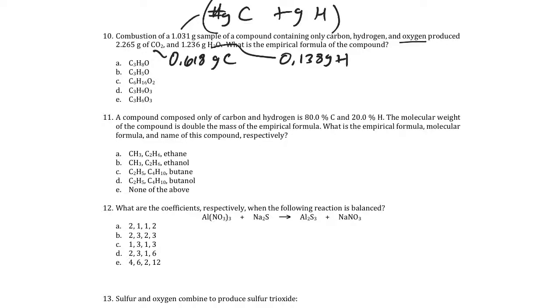And then the oxygen is our difference. So 1.031 minus 0.618 minus 0.138 gives me 0.275. So the grams of oxygen are equal to 0.275 grams. So we convert these to moles of each of those elements.